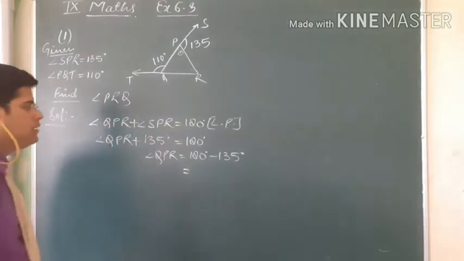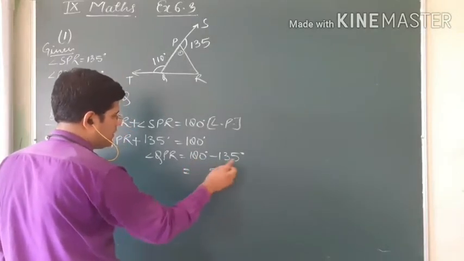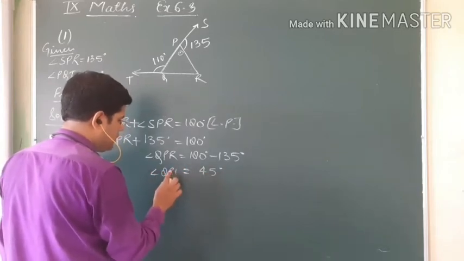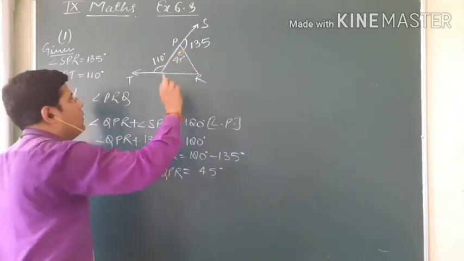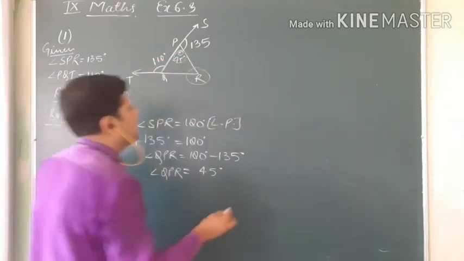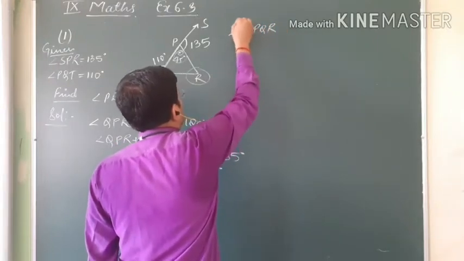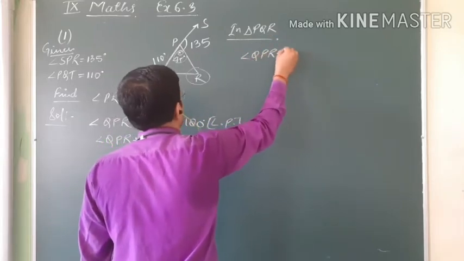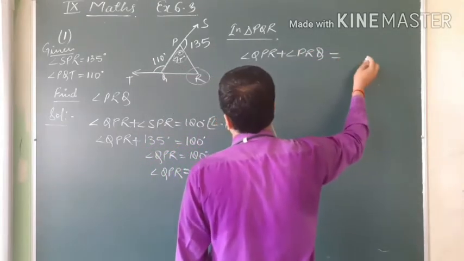What remains here? So here we have 5, 4 minus 3. Sorry, 7 minus 3, 4. So angle QPR is 45. Okay, students, this angle is 45. Now, this angle and this angle form an exterior angle. Now, in using the exterior angle, we have to mention the triangle first. Triangle PQR. In triangle PQR, angle QPR plus angle PRQ make together angle PQT.